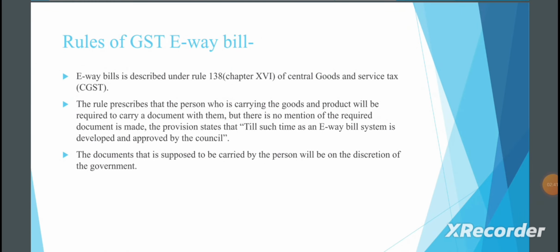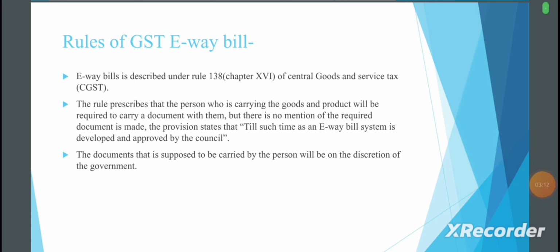E-way bill is described under Rule 138 of Chapter 14 of Central Goods and Service Tax, that is CGST. The rule prescribes that the person who is carrying the goods and products will be required to carry a document with them, but there is no mention of the required document. The provision states that till such time as an e-way bill system is developed and approved by the council, a document is supposed to be carried by the person.